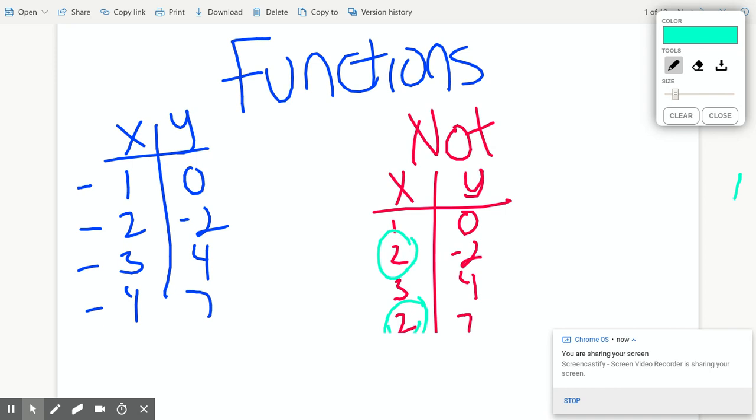So we're comparing what's functions and what's not functions, and you're looking at the tables. All you're doing is looking at the x values. If the x values don't repeat, it is a function. Now, graphs is a little different story.